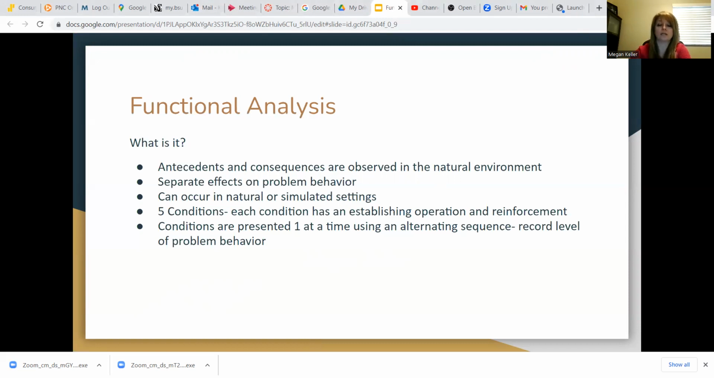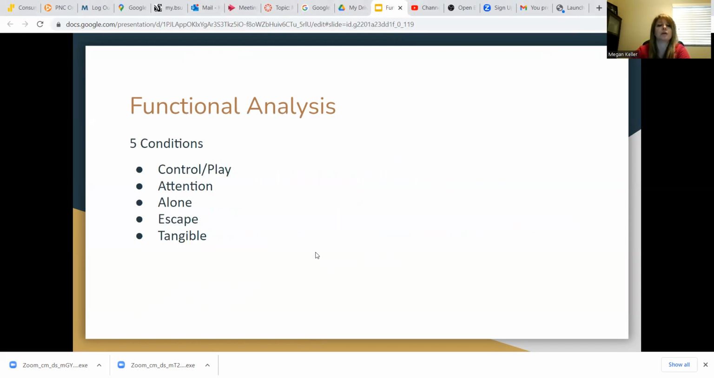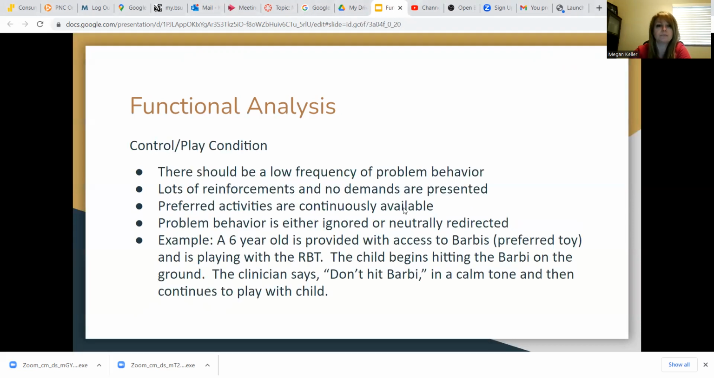Conditions are presented one at a time using an alternating sequence in which the RBT will record the level of problem behavior at each condition. The 5 conditions are the control or play condition, attention, alone, escape, and tangible.